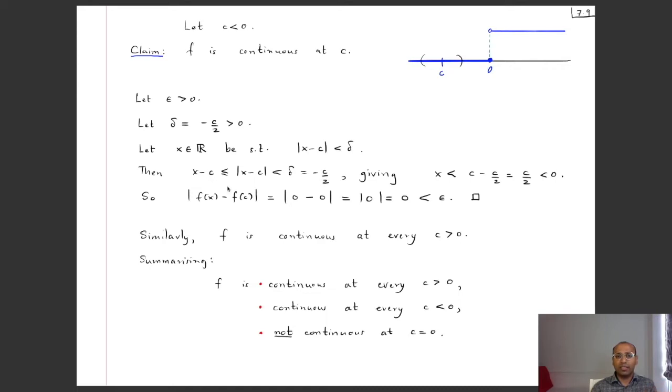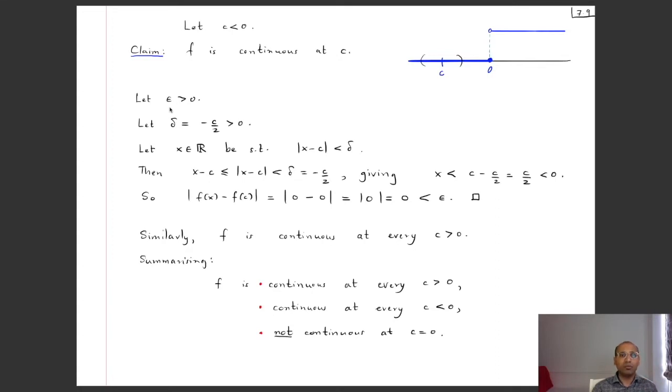So if I bring this c over to the other side, I get that x is less than c minus c by 2, which is equal to c by 2, which is negative. So indeed, as I suspected, when my distance is minus c by 2, I stay negative. And so the mod of f of x minus f of c, well, x is negative, so f of x will be 0, and f of c was also negative, so f of c is also 0. So this is just mod of 0 minus 0, which is 0, and that's certainly less than the positive epsilon.